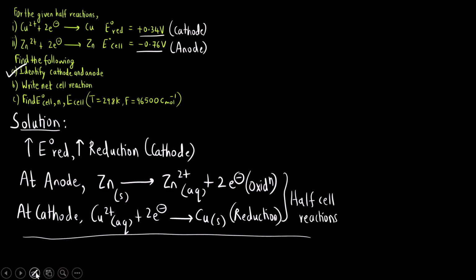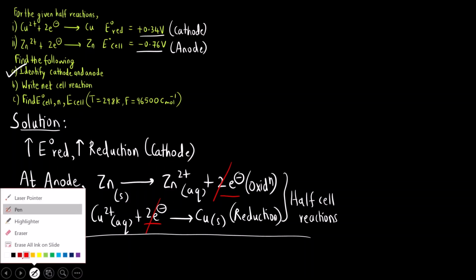Okay, add both of them. Before that, here you can see the number of electrons is the same. If the electrons are not the same, we have to multiply by some suitable factor, and then add both of them. But since here the electrons will get cancelled, we don't have to multiply by any factor. So this will get cancelled, and then we can write down the net cell reaction.